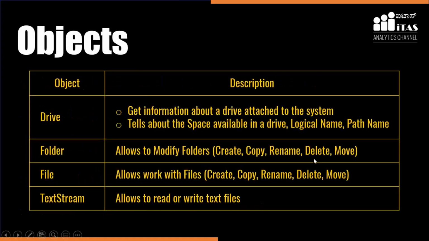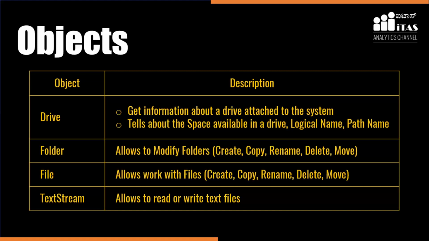So what are the objects available here? Say, Drive. Drive is nothing but the hard disk space that we have. In this, we can find whether the drive is available or not. If you want to check the amount of space available in the drive, the drive name, the path name, all this information I can get through the FSO, or file system objects.